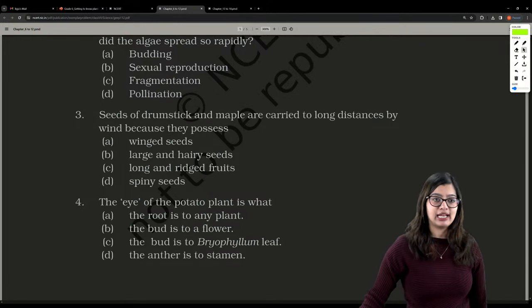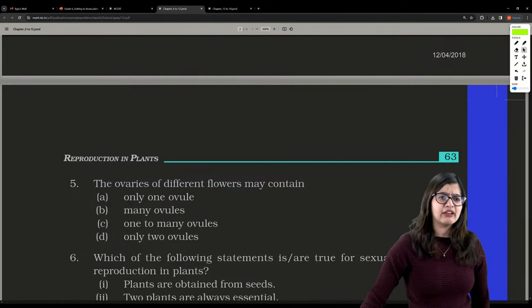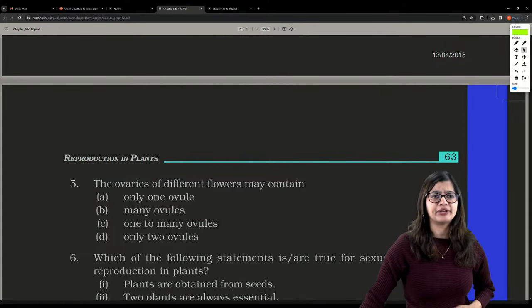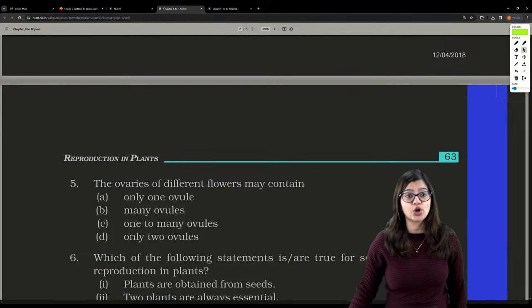Spore formation, I will explain. I think I have a question on that, so I'll explain it with the help of the question. If not, once I finish off the questions, I will do it. Ma'am, what does propagation mean? Amir, propagation means to grow.